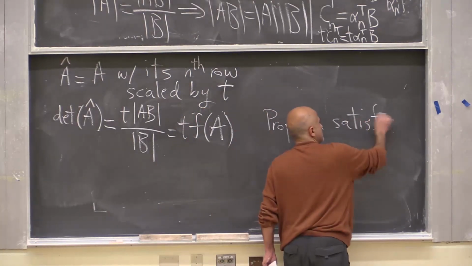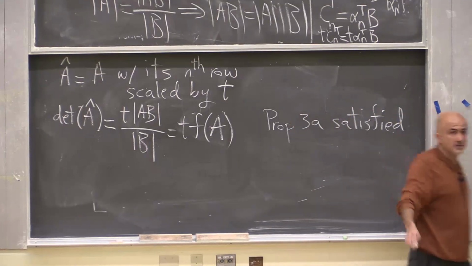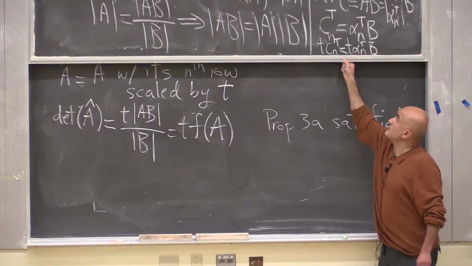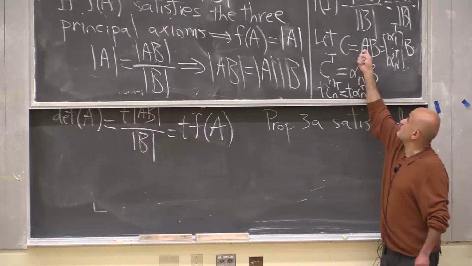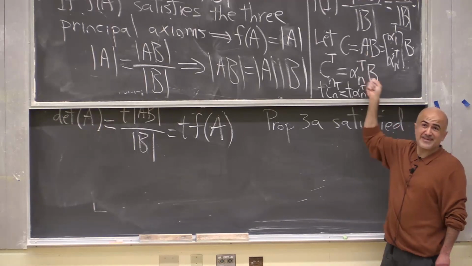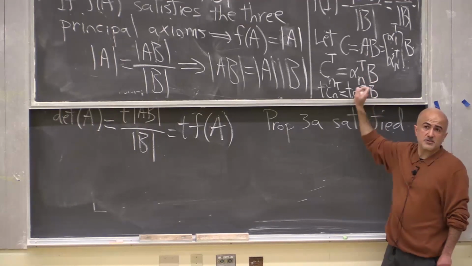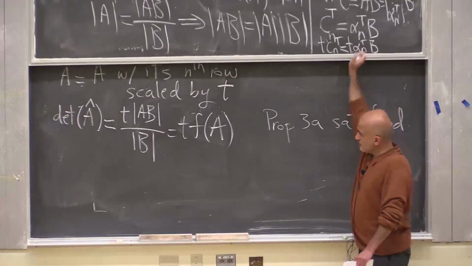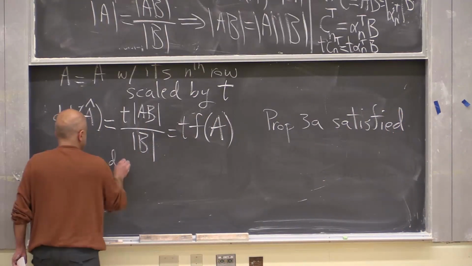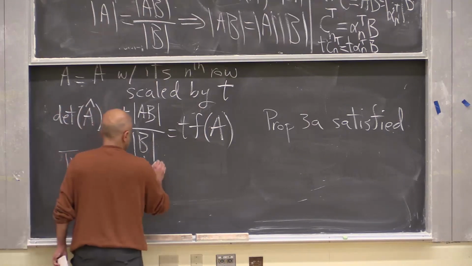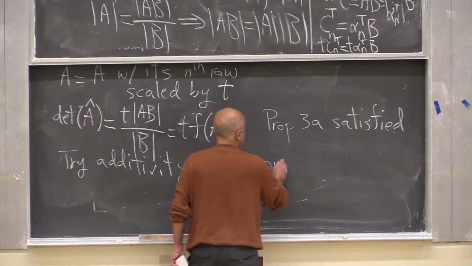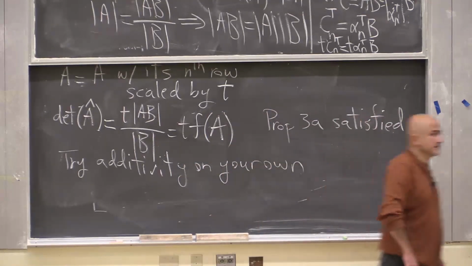And you can do something similar for the additivity. The main trick is that you recognize the relationship between the rows of a product of two matrices and the rows of the first matrix in that product. That's the key to understanding what this function is doing. So anyway, you can try additivity on your own, and you'll see that it satisfies that.